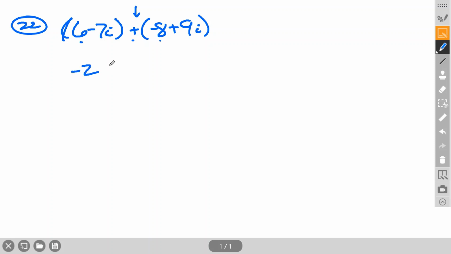All right, 22. These are operations with complex numbers. So we have 6 minus 7i plus negative 8 plus 9i. Okay, so this is an addition problem because we're adding. So we just add the real parts and add the imaginary parts. So 6 plus negative 8 is negative 2. And negative 7 plus 9 is positive 2i.